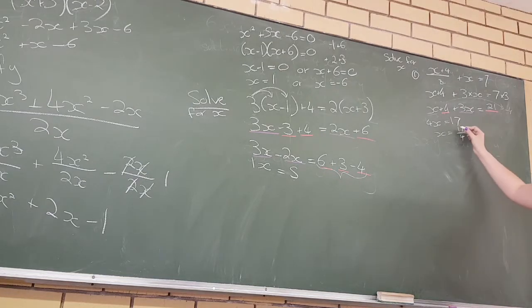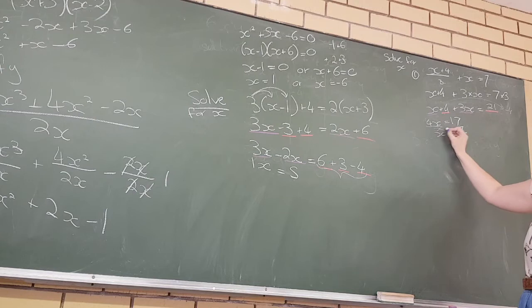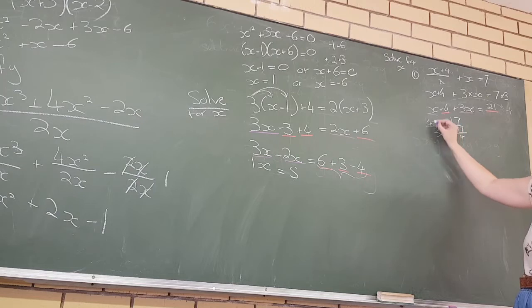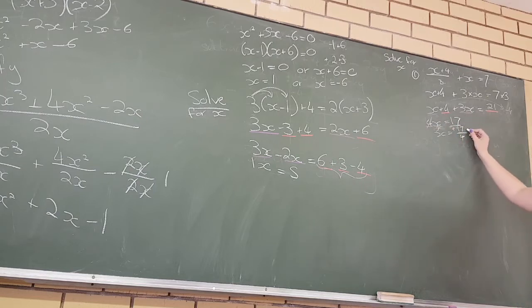So, then I divide both sides by 4. Divide both sides by 4. Alright, so if I divide this side by 4, the 4's cancel. If I divide 17 by 4, I get 17 over 4. Alright, so you guys happy with how I did this?